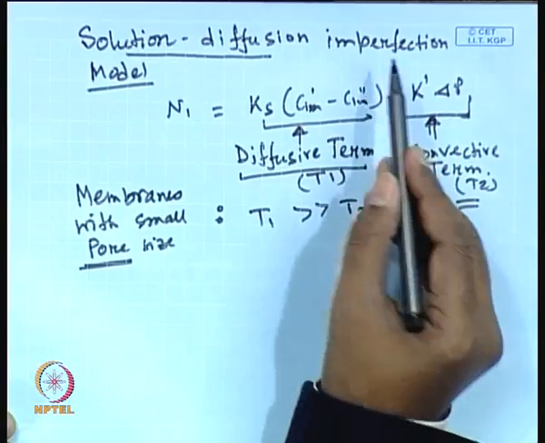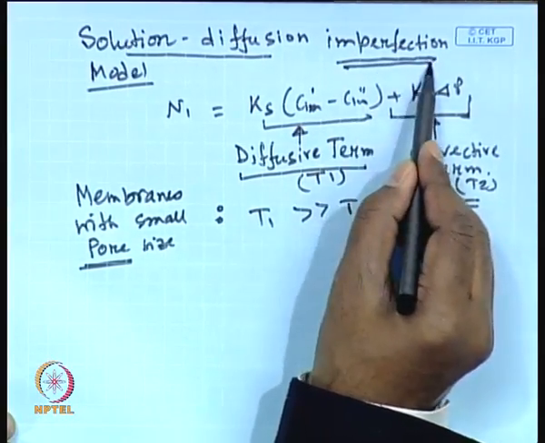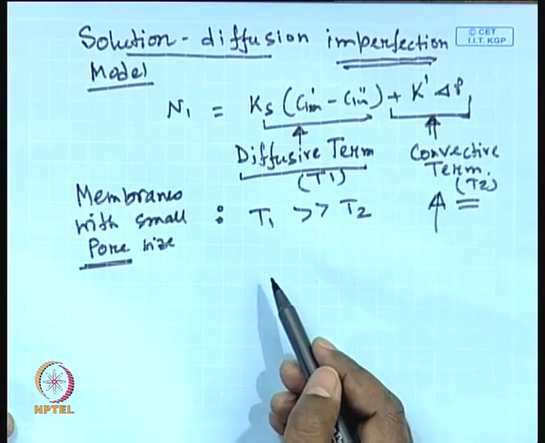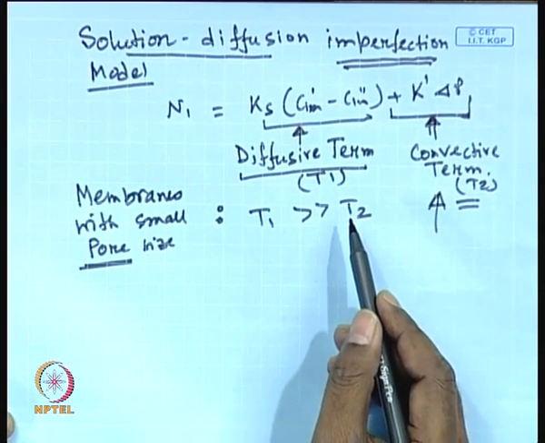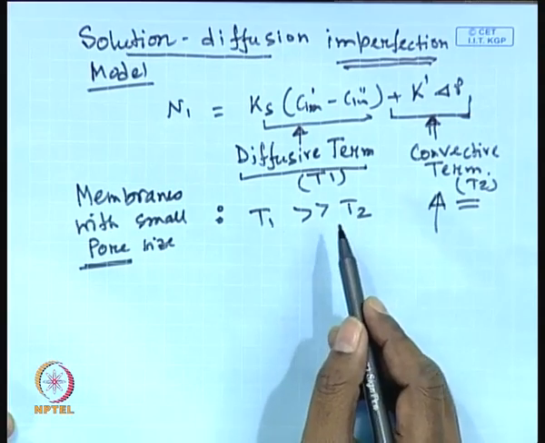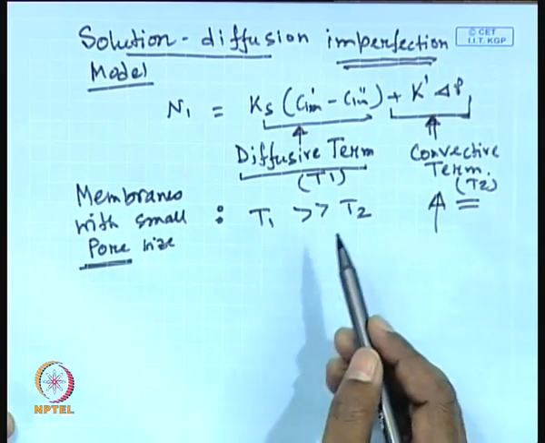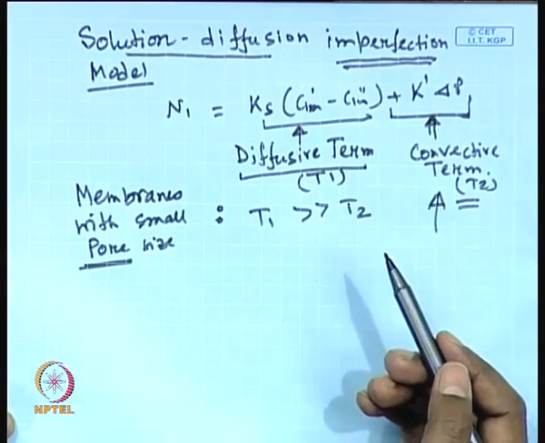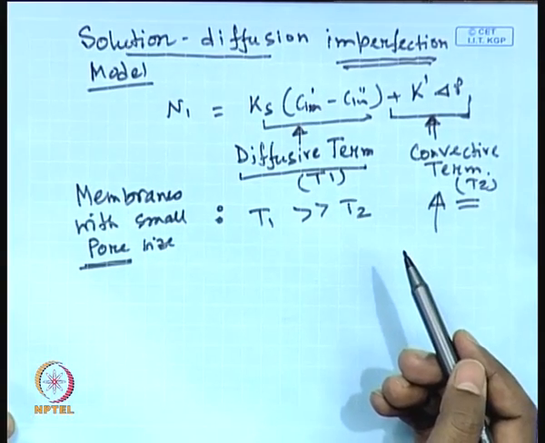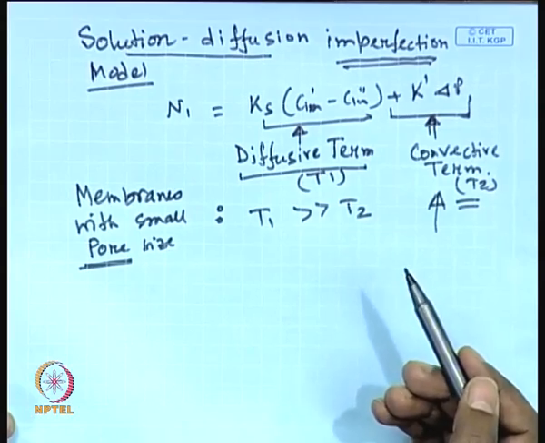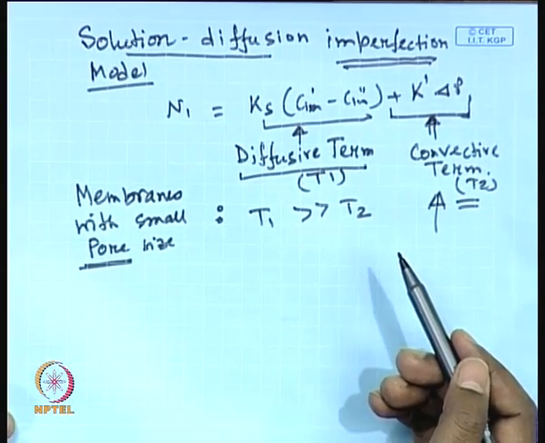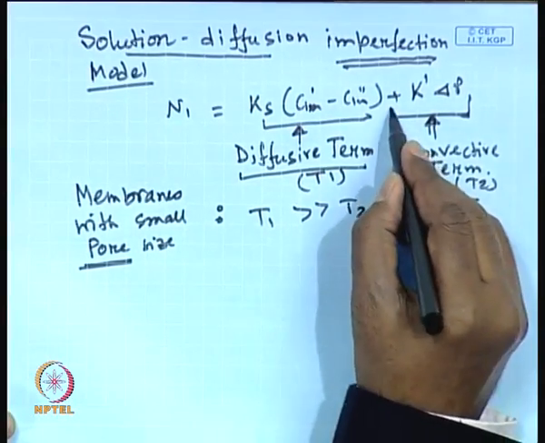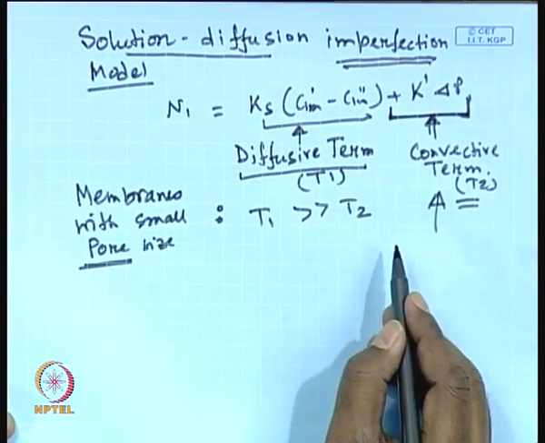So, it is termed as the imperfection of the membrane, because for a reverse osmosis or nanofiltration membrane, we are supposed to have small pore sizes. If there are larger pores, because of problems in casting or operating conditions in the casting, that is basically nothing but an imperfection in the membrane casting. So, this is known as the solution diffusion imperfection model. In this case, this particular term will be included.